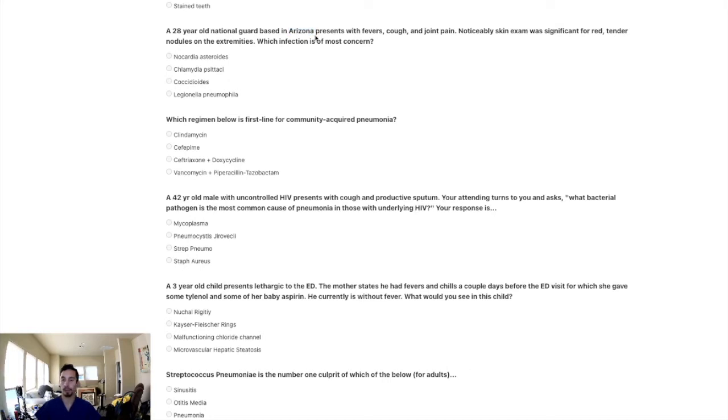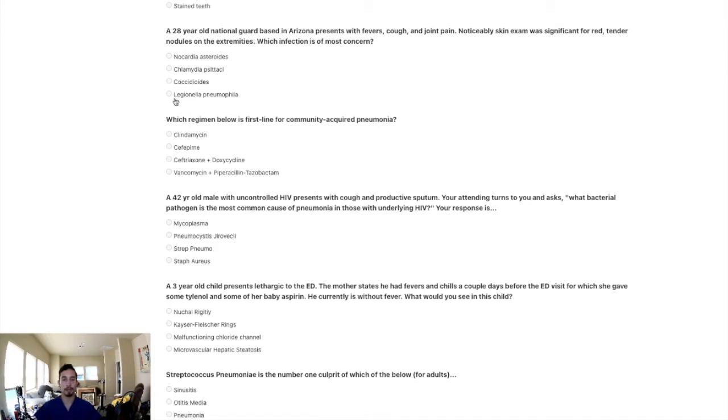Coccidioides is the third answer choice, which is a pretty good answer choice given that this gentleman is in Arizona where it's endemic. Arizona, California should be hints for coccidioides. And also red tender nodules on the extremities, which make you think of what? That's right, erythema nodosum. So those are all pointing towards coccidioides. I can see why that's an answer choice here.